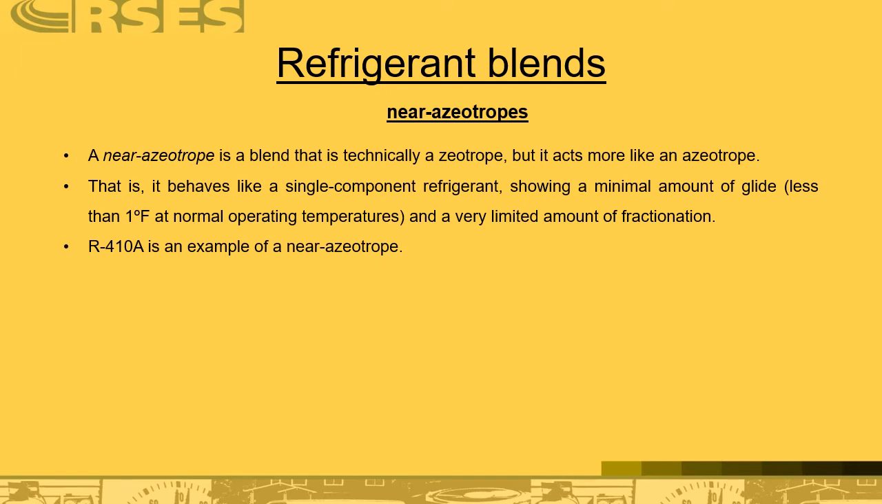Near azeotropes. A near azeotrope is a blend that is technically a zeotrope, but acts more like an azeotrope. A little bit confusing. That is, it behaves like a single component refrigerant, which it isn't, showing a minimal amount of glide, less than 1 degree at normal operating temperatures, and a very limited amount of fractionation. R410A is an example of a near azeotrope.